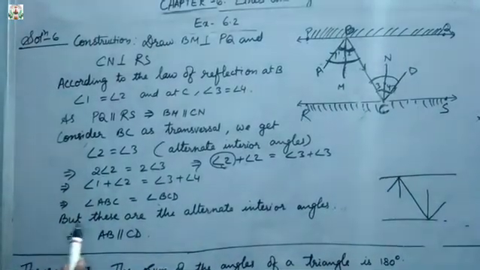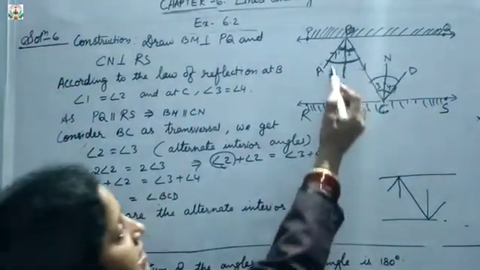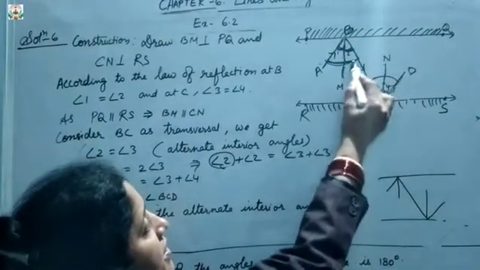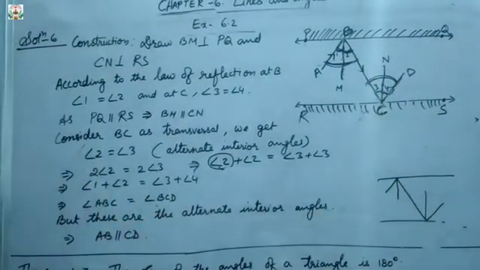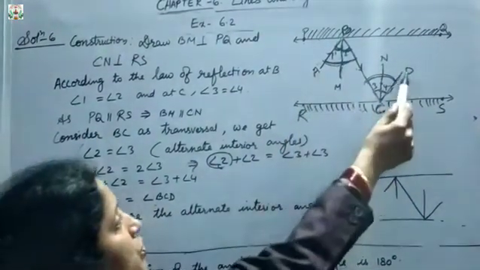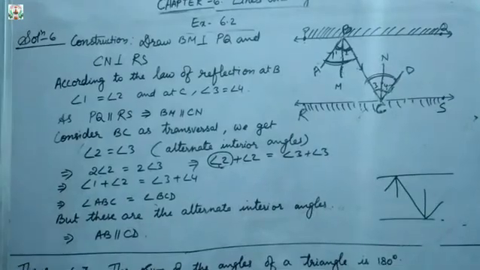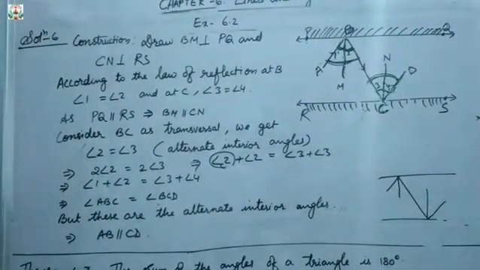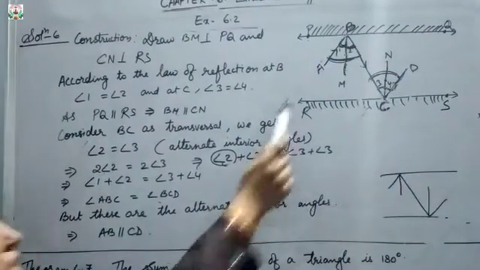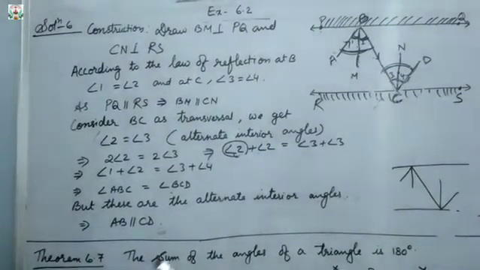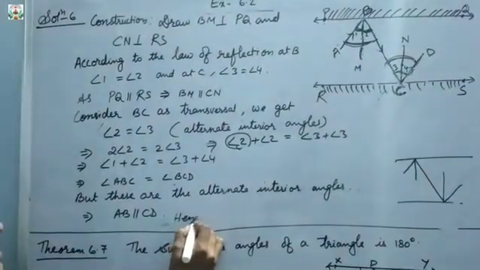Okay. But these are the alternate interior angles. This whole angle are the alternate interior angles. That means what? AB is also parallel to CD. If these two are equal and they form alternate interior angles, it means AB is parallel to CD. That is proved. We were supposed to prove this. So, hence proved.